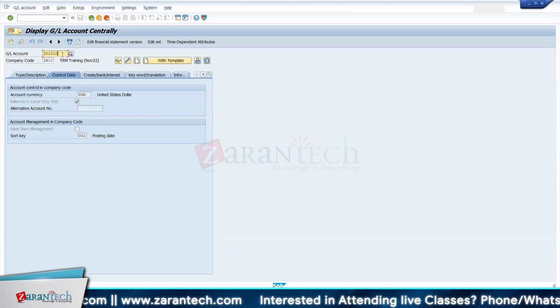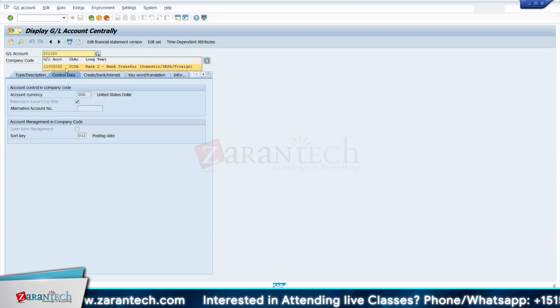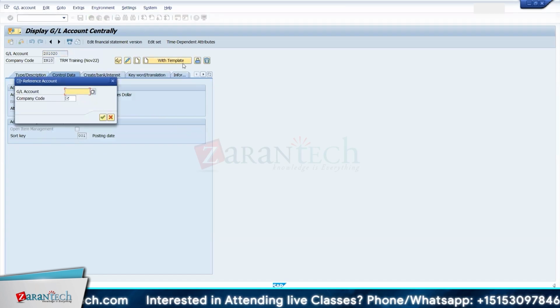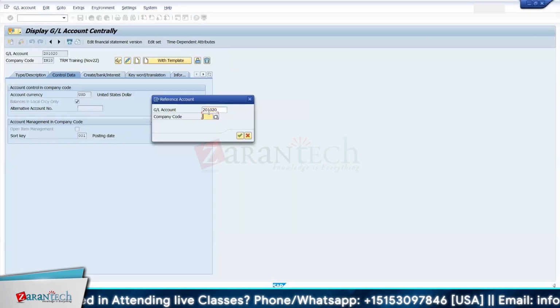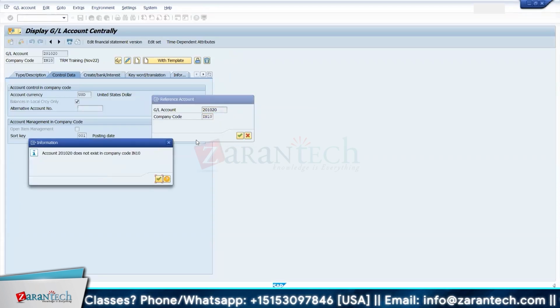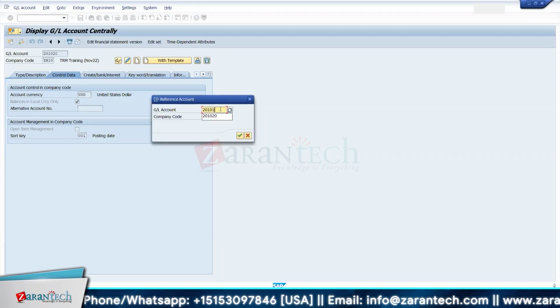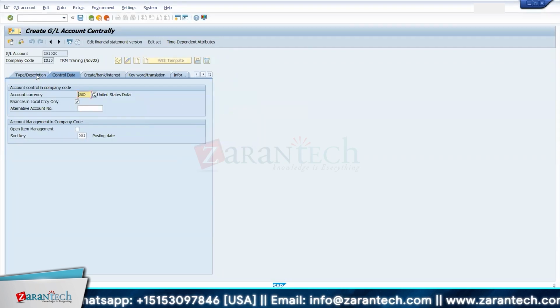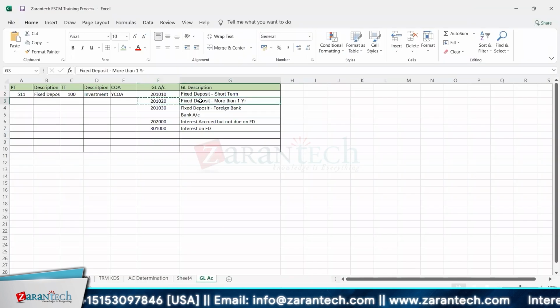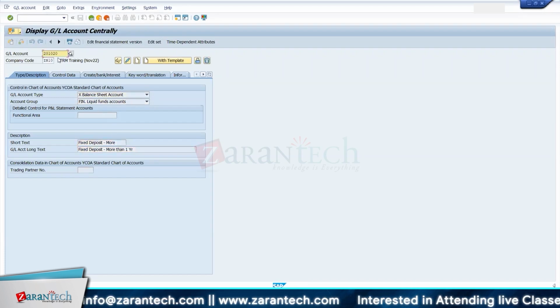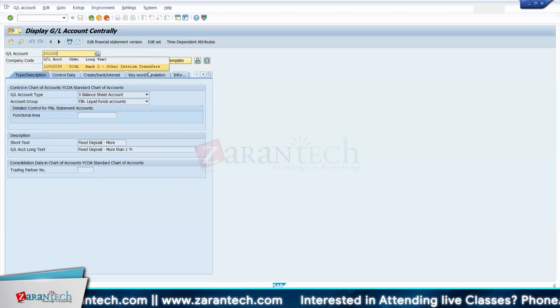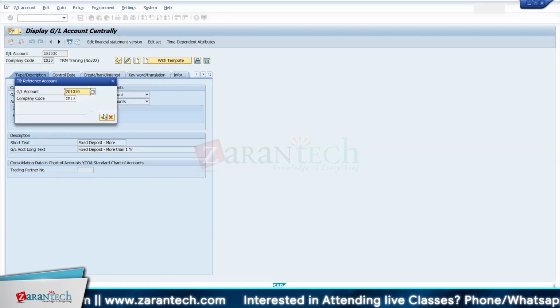Next GL account we can create with reference. Okay. So now I will create the next GL account with reference to it, so it will be easy. Sorry, so I have to give 10. Here you can see I just need to change the description, and save this. Come to the next GL account with template.